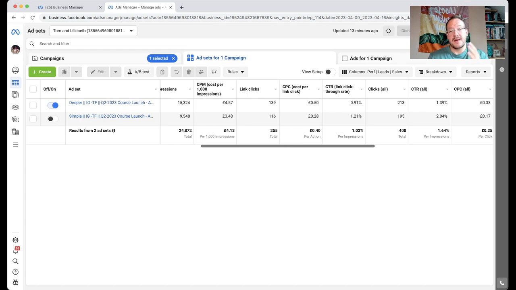So the link click-through rate is how many people that are seeing your ad are also taking the action you want them to do. So they're swiping up, they're clicking the learn more button, etc.